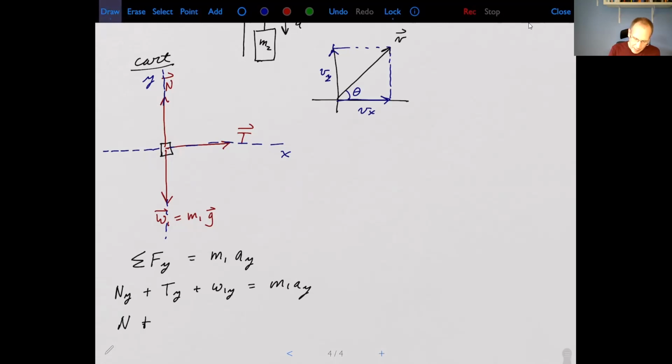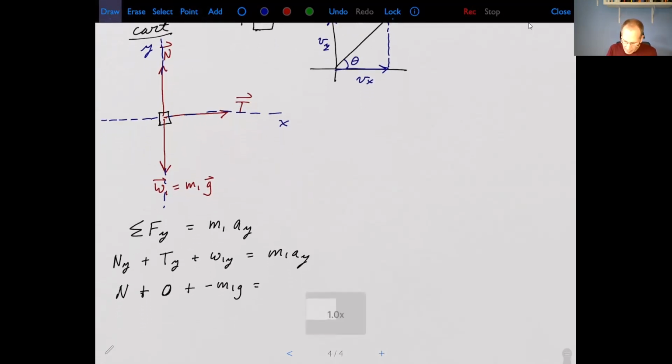What about the tension? How much of the tension is acting in the y direction? Well, it's right along the x. There's nothing in the y direction, right? So 0 of it is in the y direction. And then the weight, how much of it is in the y direction? All of it, but in the negative y direction. So this is going to be, I'll write it as negative m1g.